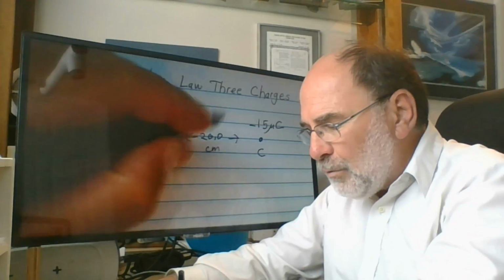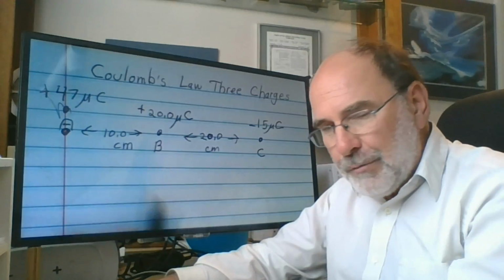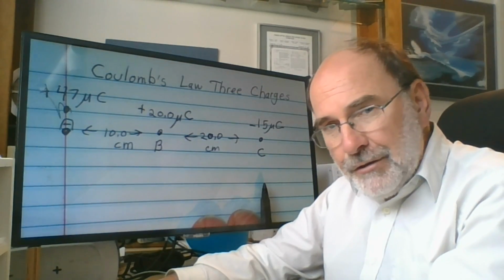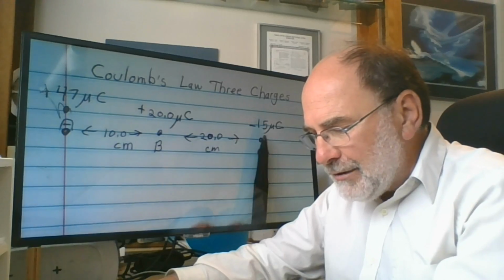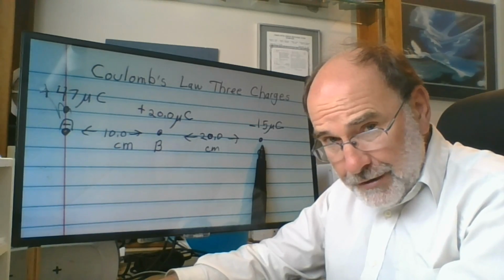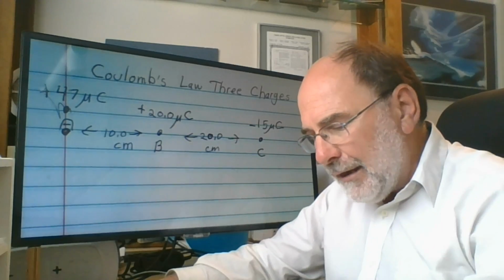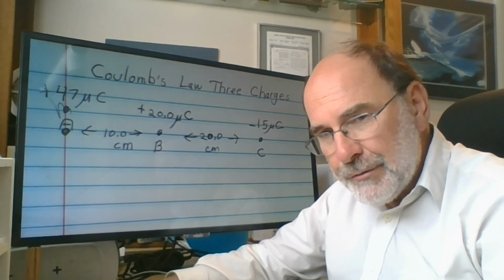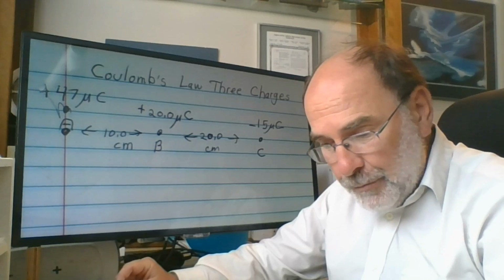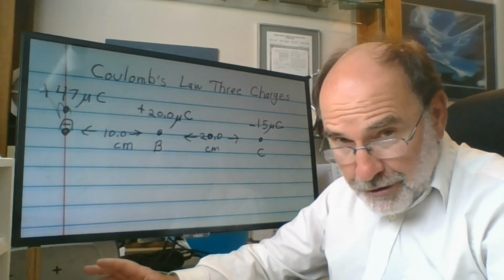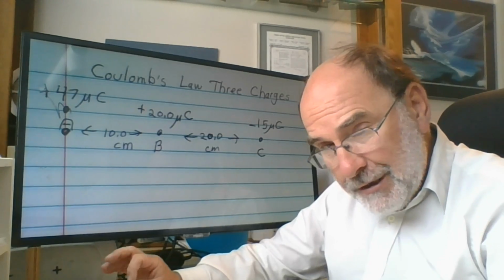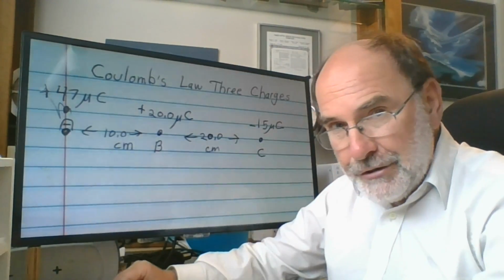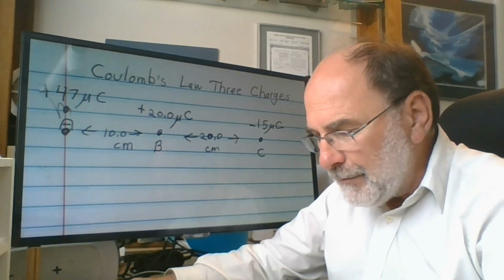Go an additional 20 centimeters to the right of B, and you get to charge C, which has a charge of negative 15 microcoulombs. And the challenge is to calculate the net force on any one of these 3 charges. And by the way, it's going to be a different value for each charge. It depends on your point of view.